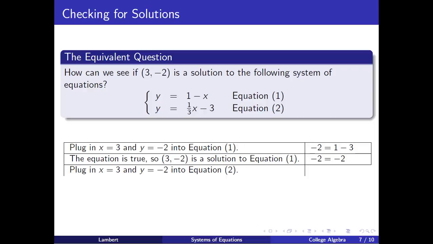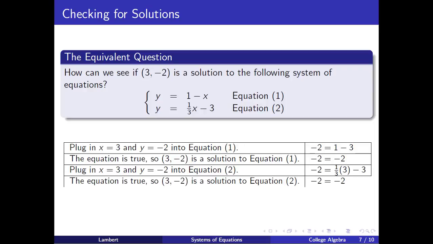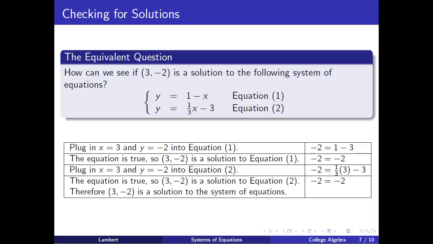Moving forward from there, we plug in x equals 3 and y equals -2 into equation 2 this time around. What we have is -2 equals 1/3 times 3 minus 3, and in fact this shows that we have -2 equals -2 once again. So (3, -2) is a solution to equation 2. Since (3, -2), that ordered pair, is a solution to both equations, that means we have a solution to the system of equations.